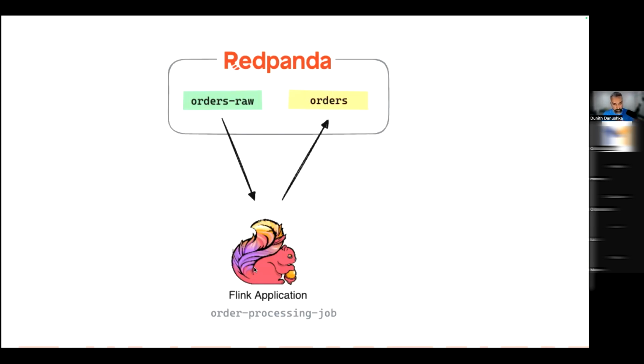I'm going to generate a simple Flink application and configure it with the right Maven dependencies. I'll let it consume events from the orders row topic, do some processing in the middle, and write the processed data back to the Redpanda orders topic. Very simple one. I'll walk you through the typical developer experience here.